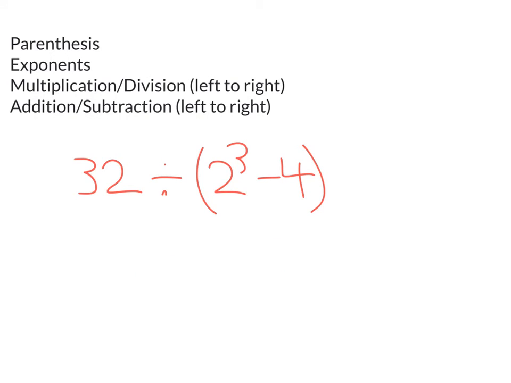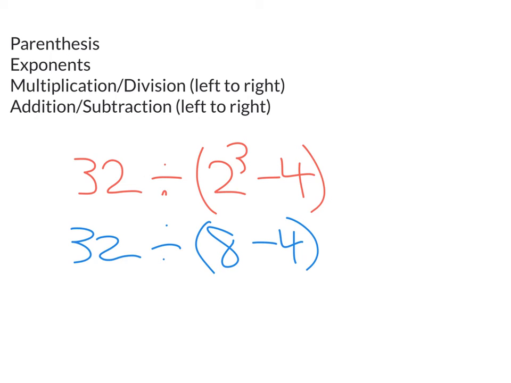So here's one more, and what we're doing here is we're looking again at what we need to do first. 32 divided by the quantity 2 to the third power minus 4 in parentheses. So we have to do the parentheses first. But within the parentheses, I still have to follow the order of operations. So I'm still going to have parentheses after the first time because I'm going to do this: 32 divided by, still in parentheses, 2 to the third power is going to be 8, because 2 times 2 times 2 is 8, minus 4.